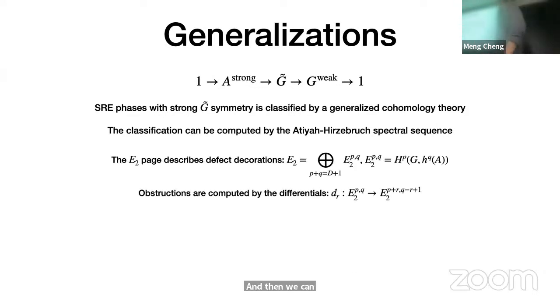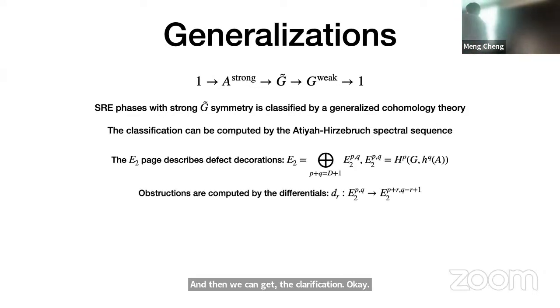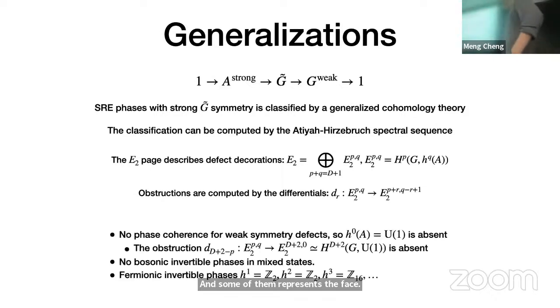Okay. So the defect decorations are described by the E2 page of the spectral sequence. And there are various obstructions computed by differentials. And some of them represent surface obstructions, which are irrelevant for mixed states. So that's a modification that we have to make. And then we have to distinguish a little bit between fermion and boson. Okay, but hopefully this gives you a general picture of what's happening.